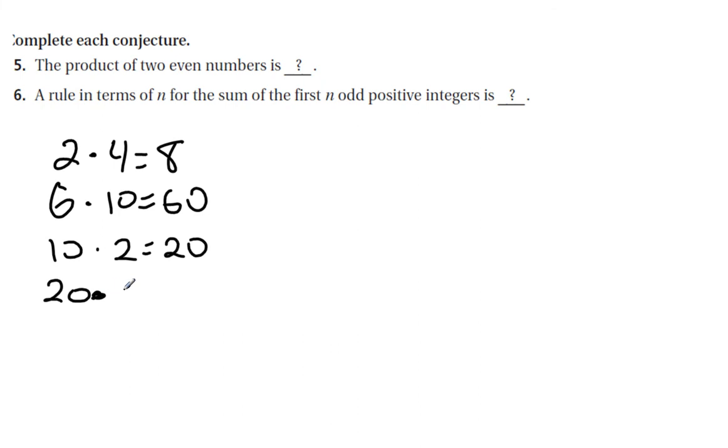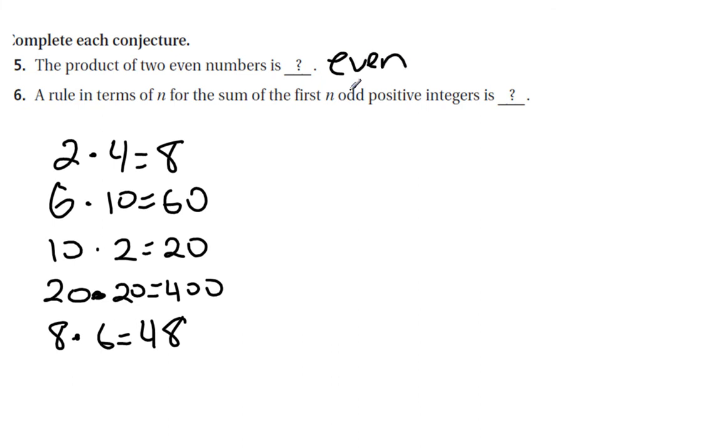If I say 20 times 20 is 400, or I don't know, 8 times 6 is 48. What do all of our products have in common? They all happen to be even. Yay. Right? That one's pretty basic. This next one I like a lot better.